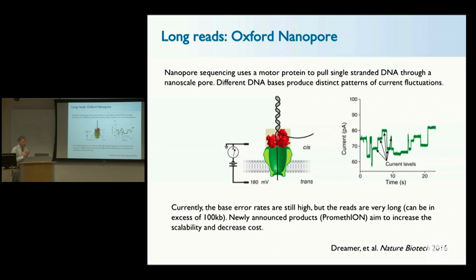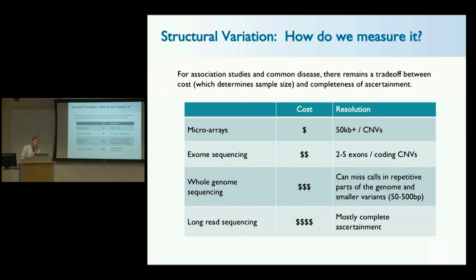There's also Oxford Nanopore, which is another long-read technology. They generate even longer reads than PacBio, but again they have a pretty high error rate. Their products, however, are continuing to get better, and they've announced some new products available this year that should be able to scale up and also reduce the costs of these long reads. So there's competition in the long-read space, and maybe it's getting to the point where we're going to start to have a larger number of samples being sequenced with long reads.